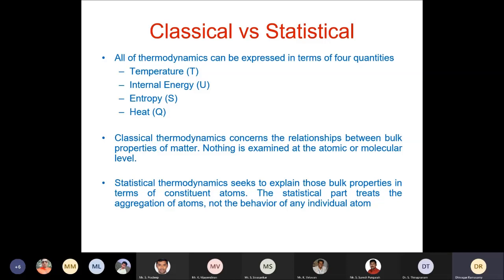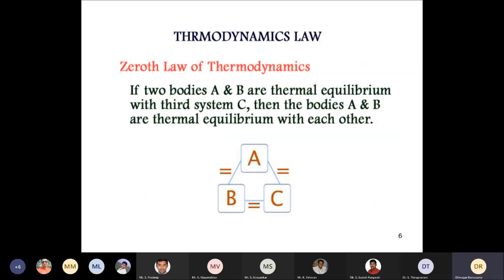These are four important terms that should be known before solving the equations in engineering thermodynamics. There are two types of thermodynamics, classical and statistical. Classical thermodynamics studies the bulk properties. Statistical thermodynamics studies the atoms available in those bulk models. This is the difference between classical and statistical thermodynamics. So, I will be discussing thermodynamics laws and properties in this session.